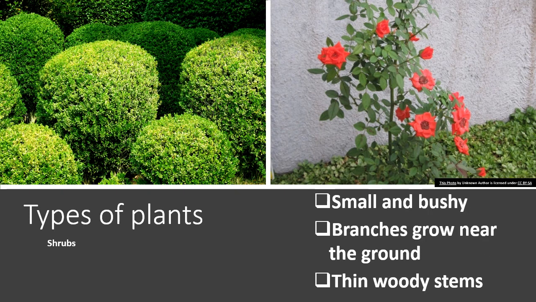Look at the plants in this picture. How do they look? They look like a baby tree. The rose shrub that you see here is quite small and bushy. Often in gardens and parks, you see shrubs which are bushy and they are given a shape for decorative purposes. They have thin and woody stems, and very often their branches grow near to the ground.